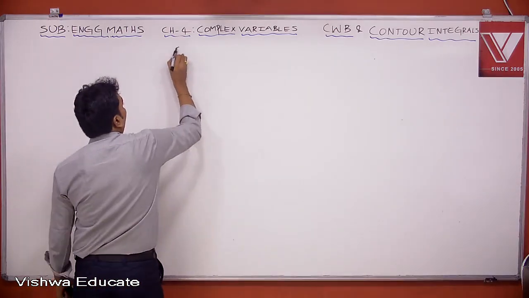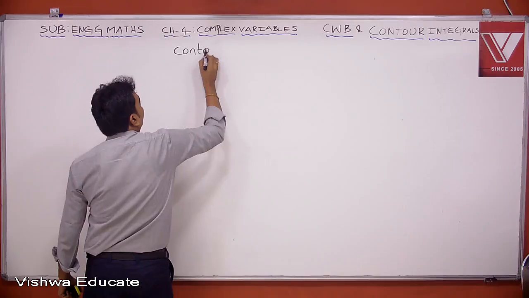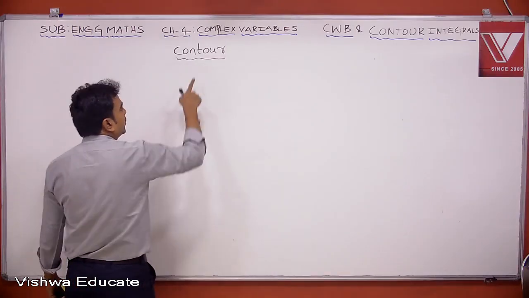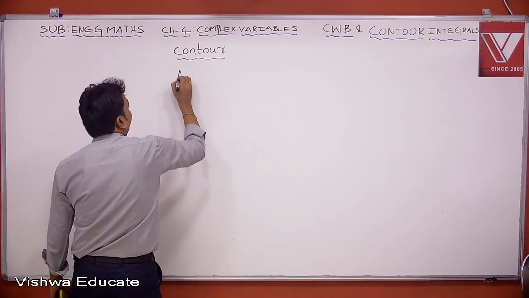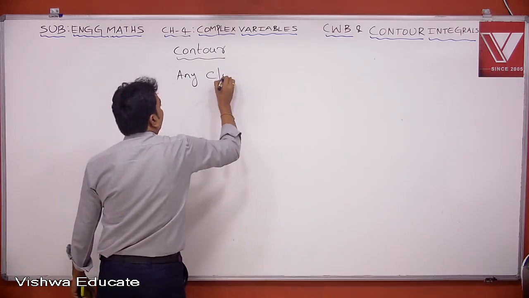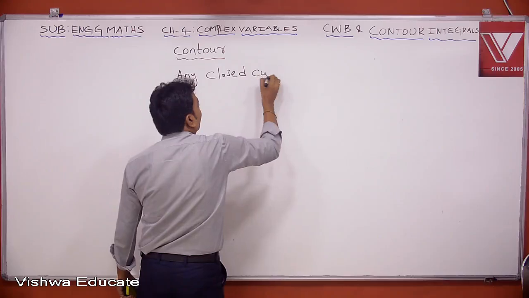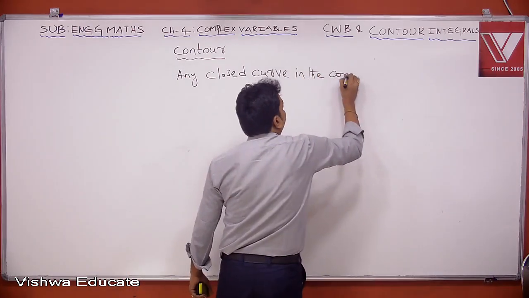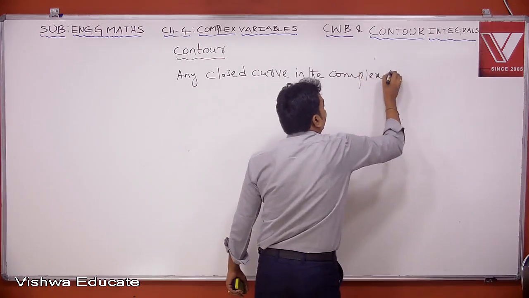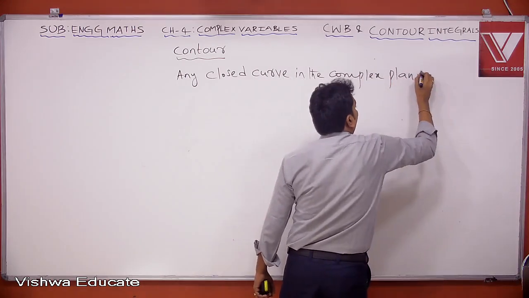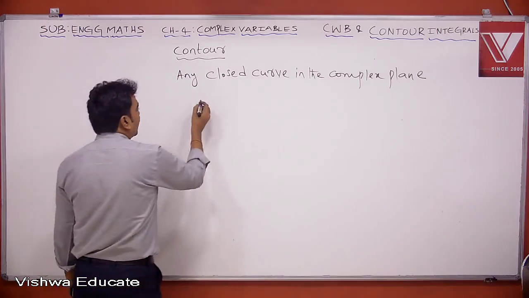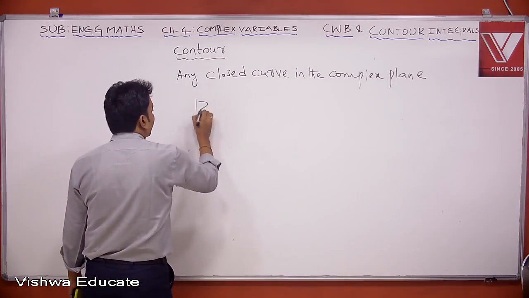Next definition, contour. Now let us see what a contour is. Any closed curve in the complex plane is defined as a contour. Basically, one of the best examples of a contour is a circle.